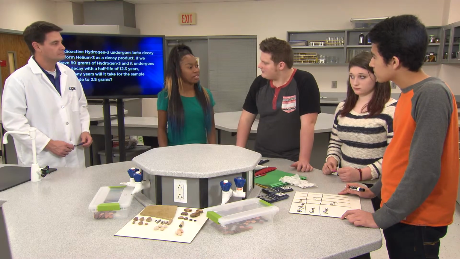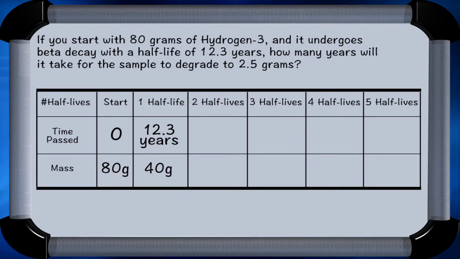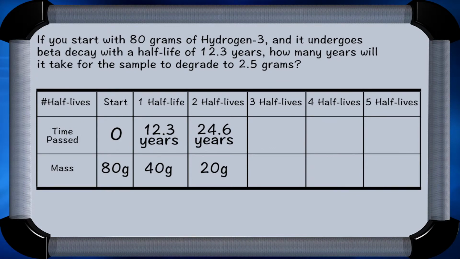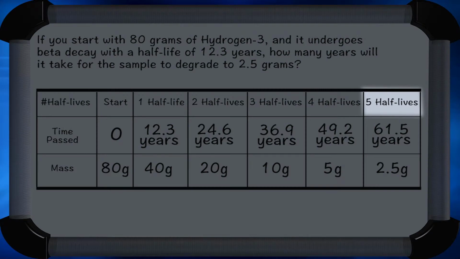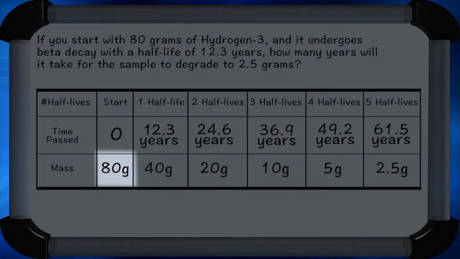If we start with 80 grams, it'll take 1 half-life, which is 12.3 years, to get to 40 grams. It'll take that 40 grams another 12.3 years to get to 20 grams, which means 24.6 years have passed. So if we keep completing our chart until we get to 2.5 grams, it looks like it'll take 5 half-lives for 80 grams of hydrogen-3 to decay to 2.5 grams. But to get the total number of years, we need to multiply 5 half-lives times 12.3 years, the total length of half-life. So that means it'll take 80 grams of hydrogen-3 61.5 years to decay to 2.5 grams.